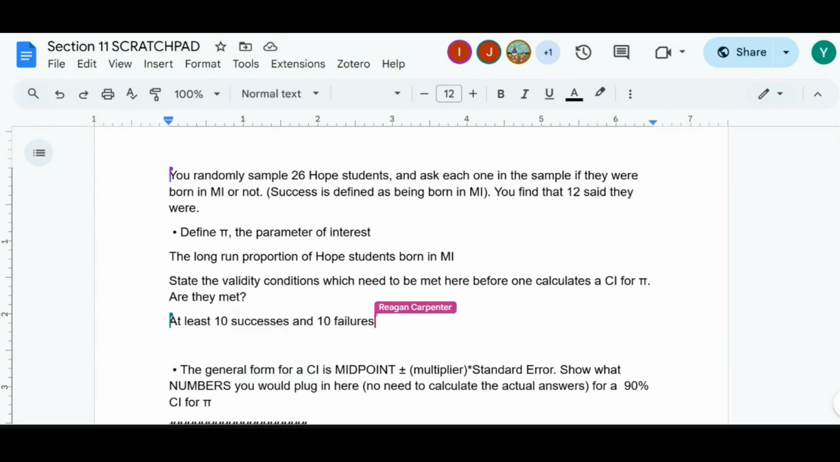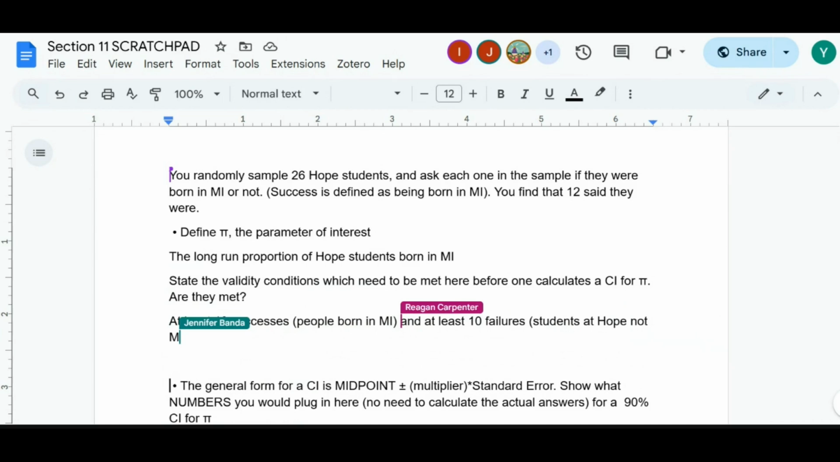Now, here's what would be the best way to answer this. You can leave the word successes there because it helps the class remember. But I want you to put in parentheses, what do you mean by a success? You can put 10 successes, parentheses, what do you mean by a success? Someone, what about the person is considered a success? Someone born in Michigan, being born in Michigan. Yes, something like that. Did you get it?